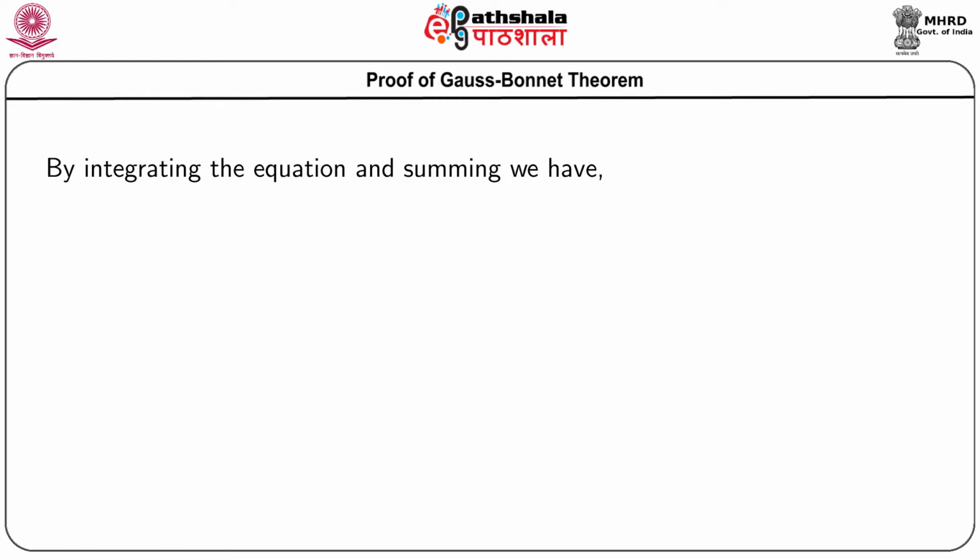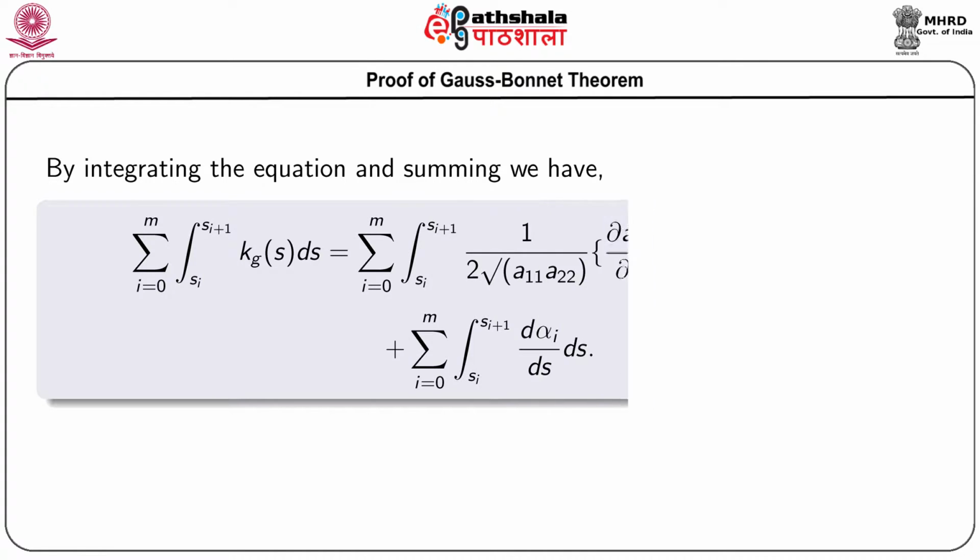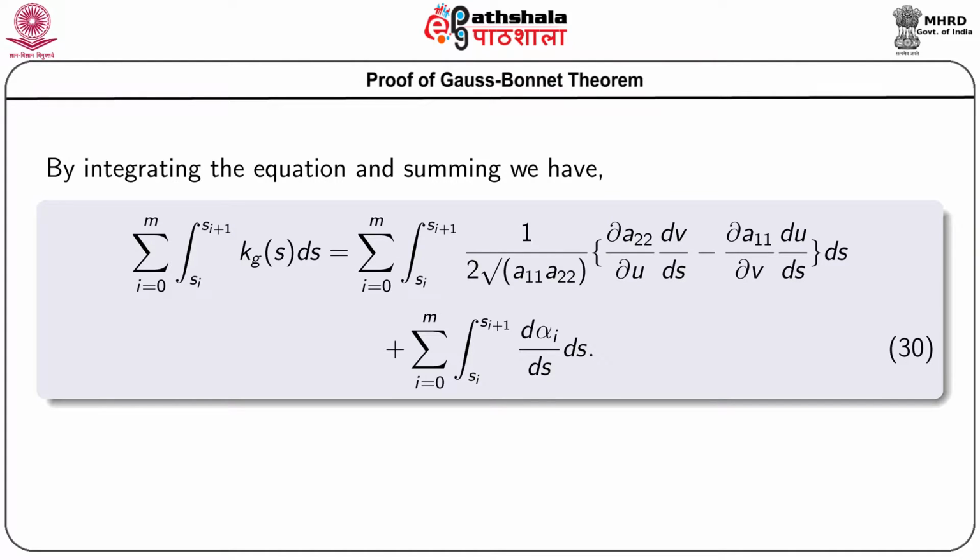Now, by integrating this equation and summing, we have this expression: the summation i equal to 0 to m of the integral from s_i to s_(i+1) of kappa_g(s) ds equals the summation i equal to 0 to m of the integral from s_i to s_(i+1) of 1 by 2 root A11 A22, and within the second bracket, del A22 by del u dv/ds minus del A11 by del v du/ds, whole ds, plus the summation i equal to 0 to m of the integral from s_i to s_(i+1) of d alpha_i/ds ds.